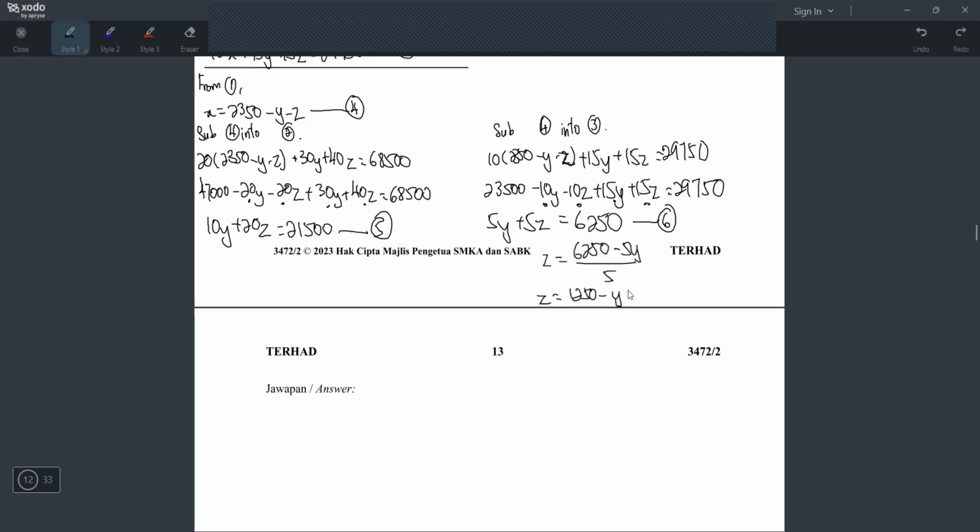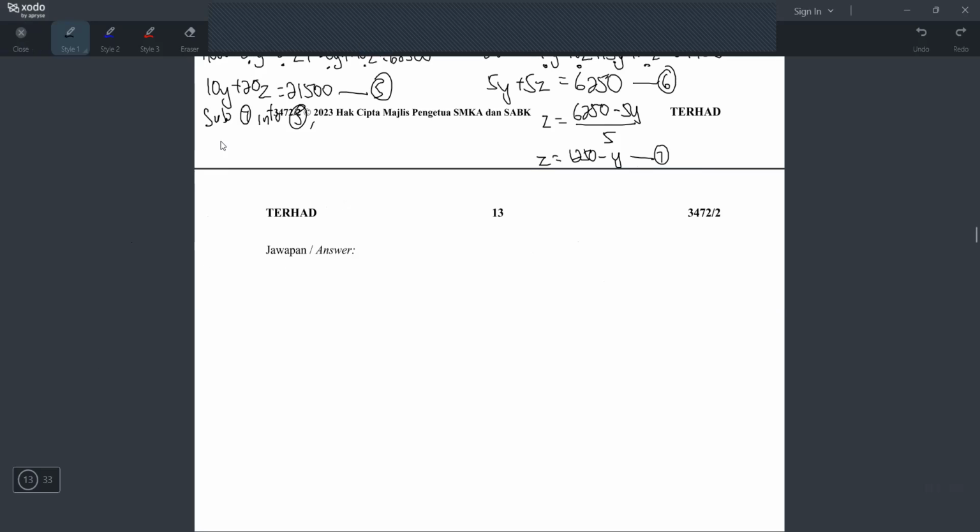Okay. And then I will substitute this equation 7, but equation 7 comes from 6, right? But I will substitute 7, which comes from 6, into equation 5. So I'll write sub 7 into 5. It means I'm using the substitution method. But actually you use elimination also can one, right? So now it will be 10y plus 20z equals to 21500, and the z is 1250 minus y. And now you can find your y.